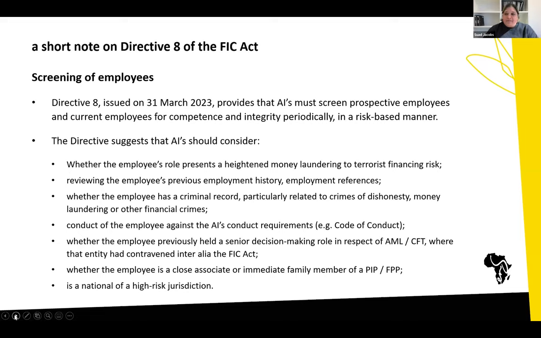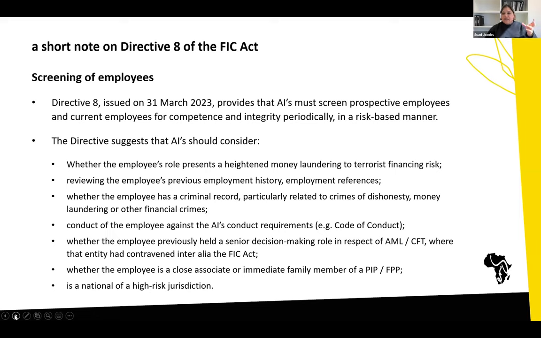And secondly, integrity. Whether the employee has a criminal record, particularly related to crimes of dishonesty, is very important, because remember that with money laundering, there are various predicate offenses which would underlie an offense of money laundering. The predicate offense would, for example, be the hijacking, the unlawful activity that would give rise to the need to launder the money. So check that your employees don't have a history of being involved in dishonesty, money laundering or other kinds of financial crime.